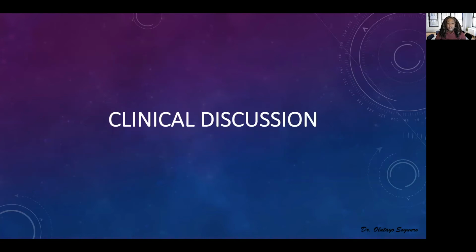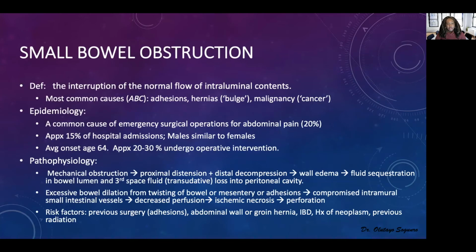Now let's have a clinical discussion about small bowel obstructions. A small bowel obstruction is the interruption of the normal flow of intraluminal contents. Most common causes are adhesions, hernias, or malignancy, what I like to call ABCs: adhesions, bulges, or cancer. The small bowel is involved in approximately 80% of cases of mechanical intestinal obstruction.